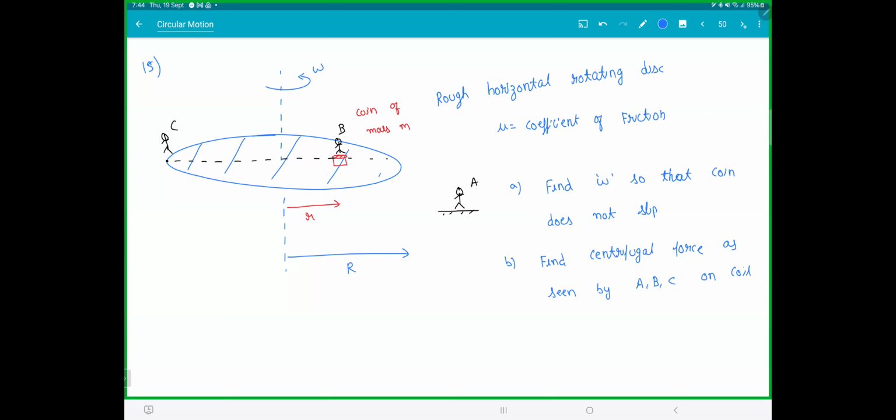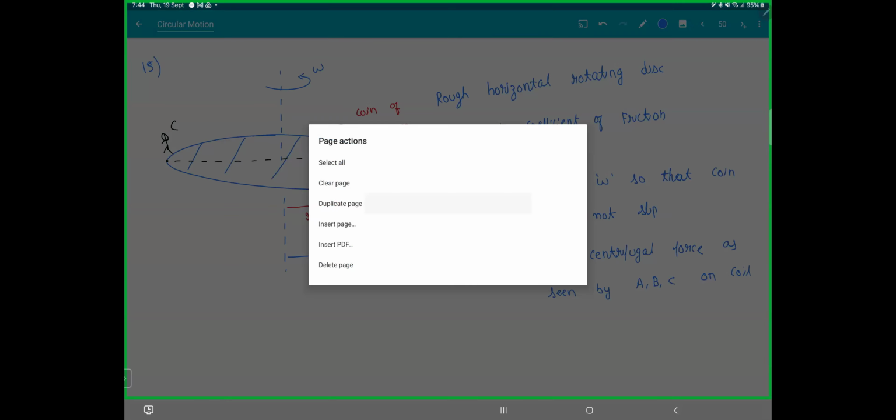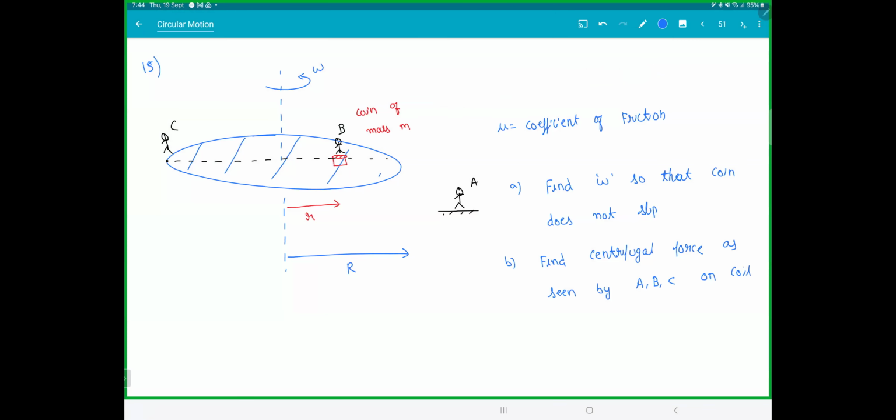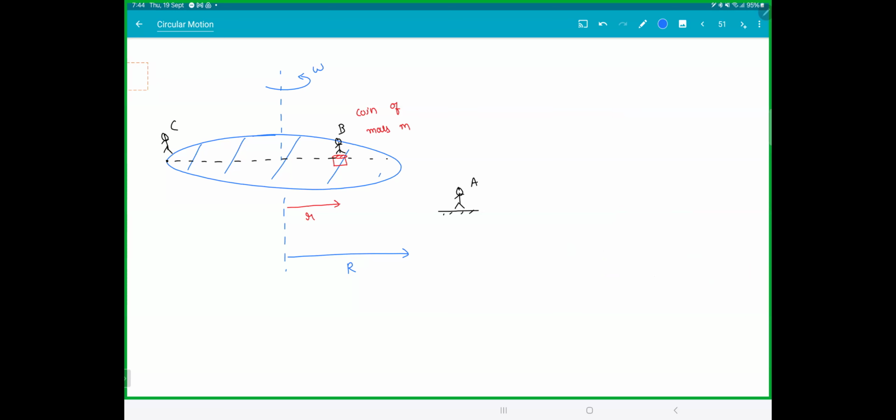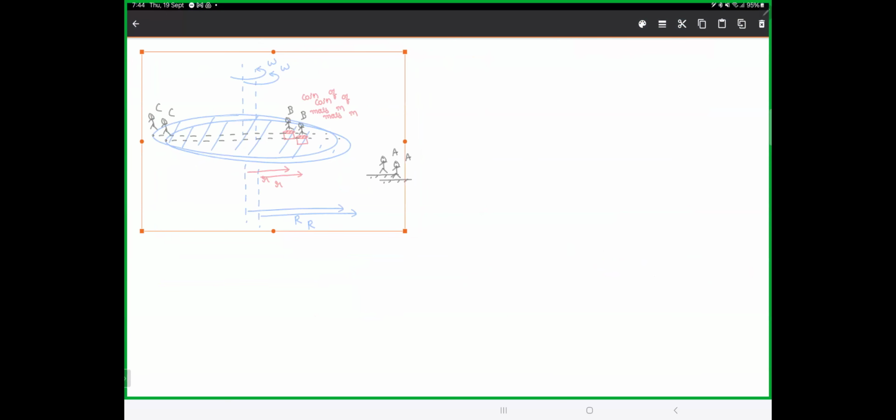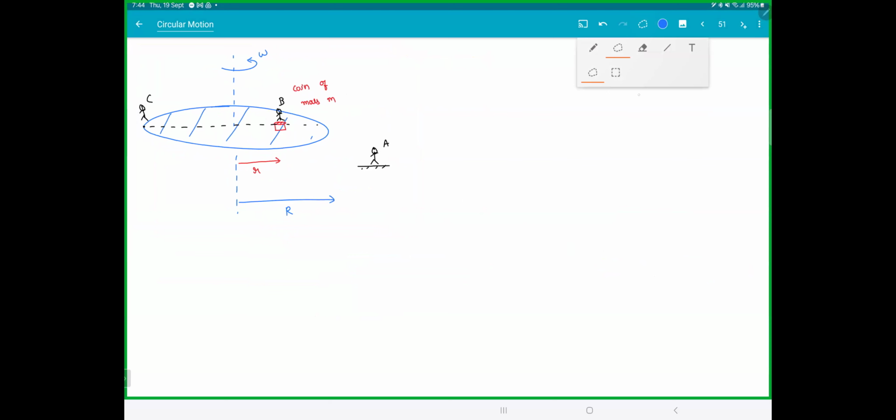Listen, let's try to solve from the 3 people's frames. So first thing, let's define the accelerations. Okay, what is the acceleration of A? 0, because he's at rest. Agreed. What is the acceleration of B? Acceleration of B is towards the center, which is omega square small r. What is the acceleration of C? Acceleration of C is towards the center, which is omega square capital R. Are these accelerations clear? Because if you go in a circle, there will be an acceleration omega square r.